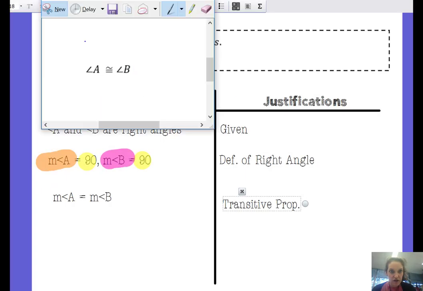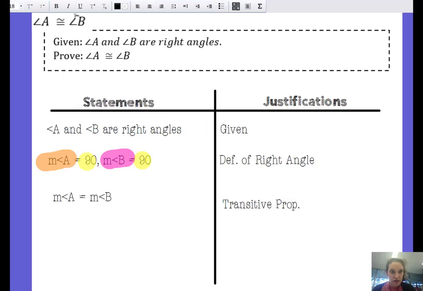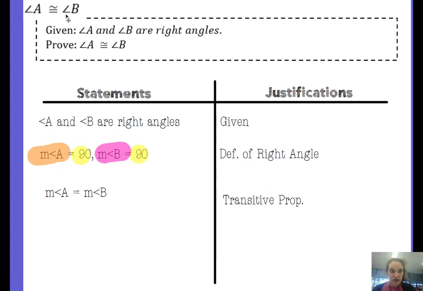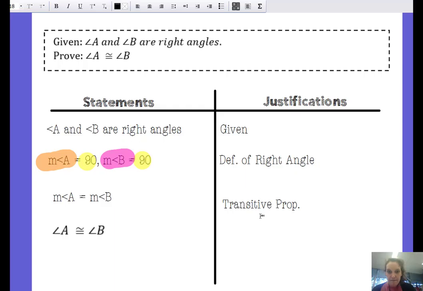And then I can go ahead and switch these angles from being equal to congruent. I just drop the measures. I can switch them from an equal sign to a congruent symbol, because if their measures are equal, then they're congruent by the definition of congruent angles. Yay! We're done. That was a nice, short, and sweet one.